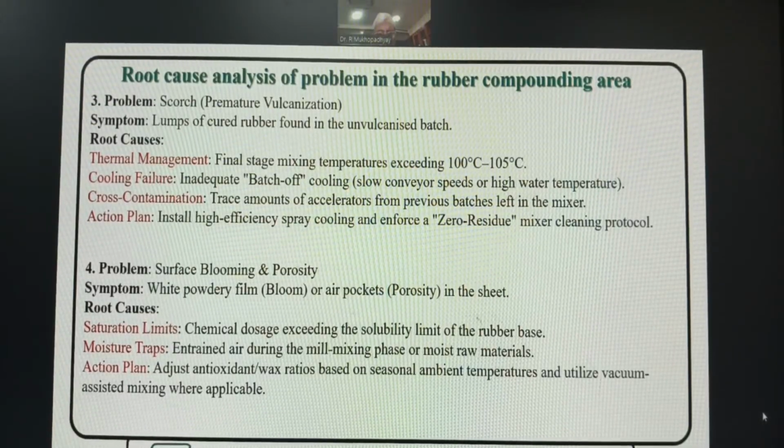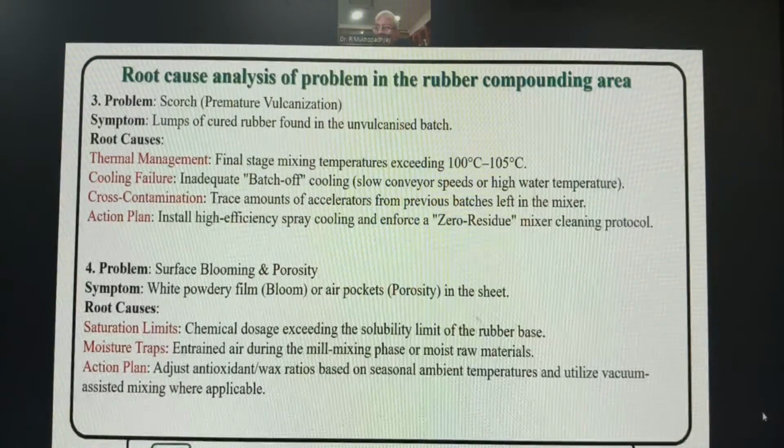Then moisture trap, generally chemical dosage exceeding the solubility limit, because the compounder must have knowledge of these ingredients and what the solubility limit is in a particular polymer. As I told you, the solubility parameters of the ingredients and the solubility parameters of the polymer are available. You see that they are very close, so they are compatible.